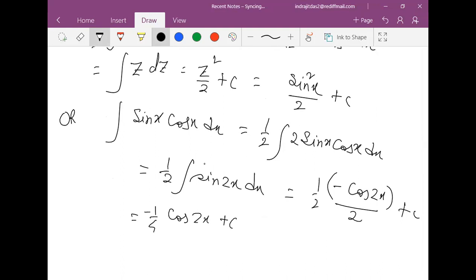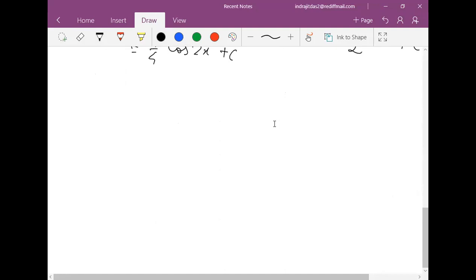Now your answer here is sin square x by 2. Actually, if you write the formula in a different manner, cos 2x, if you break it, 1 minus 2 sin square x, it is the same answer, but we don't bother about it. The answer may differ, but the method is correct. Now this is number 3.